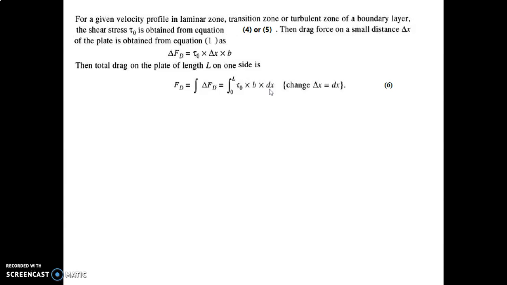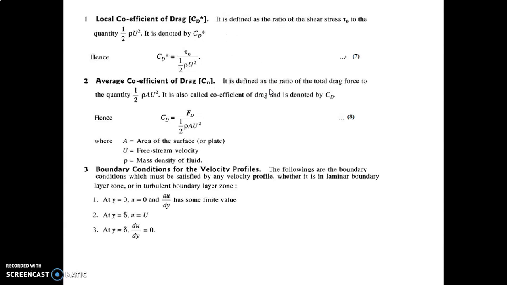With the help of this equation we calculate the local coefficient of drag, which is defined as the ratio of shear stress tau naught to the quantity 1 upon 2 rho U squared, denoted by CD star, and the average coefficient of drag, denoted by CD. It is defined as the ratio of total drag force, that is FD, to the quantity 1 upon 2 rho U squared A. It is also called the coefficient of drag and denoted by CD. Rho is the mass density of the fluid, capital U is the free stream velocity, and capital A is the area of the surface, or area of the plate.